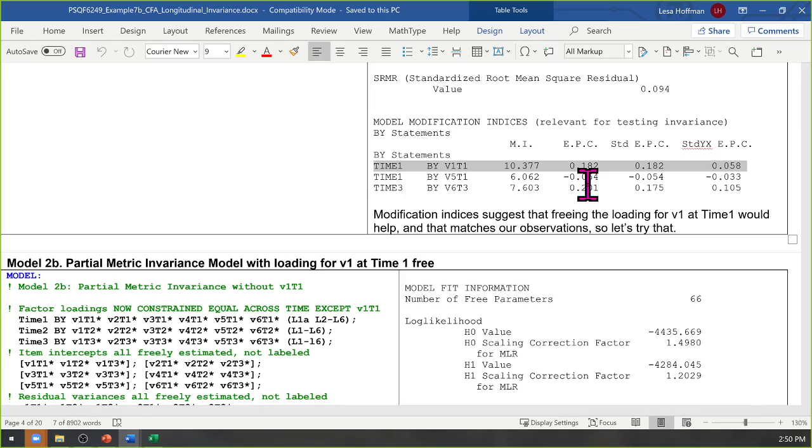So I have a shared constraint for indicator 1 at time 1, 2, 3. This modification index is saying that no, item 1's time 1 loading wants to be different than the other 2. And so do these other ones, by the way, but this is the biggest one. MI stands for the expected change in the chi-square that would result. So if I let the loading for item 1 be different at time 1, I would expect my chi-square difference to be better by 10. So that's what we're going to do.